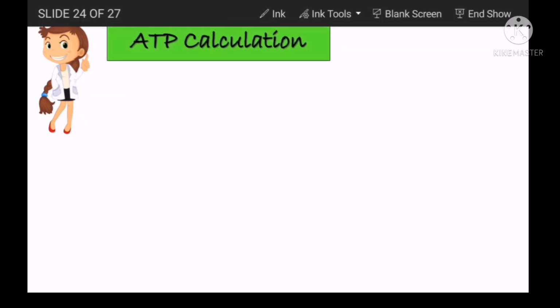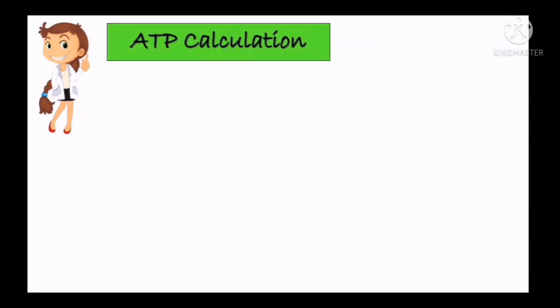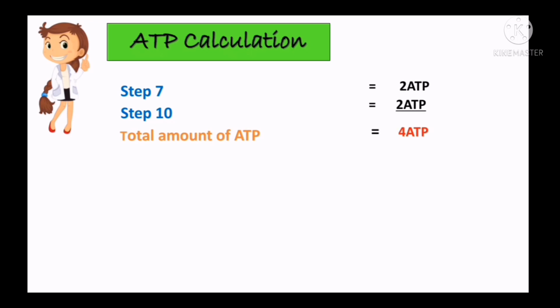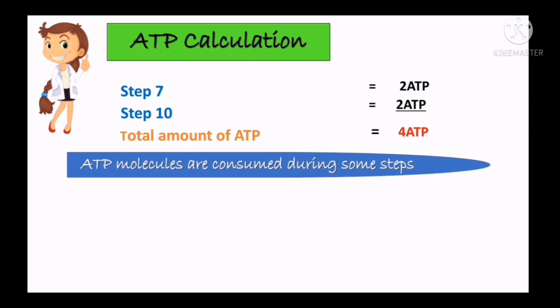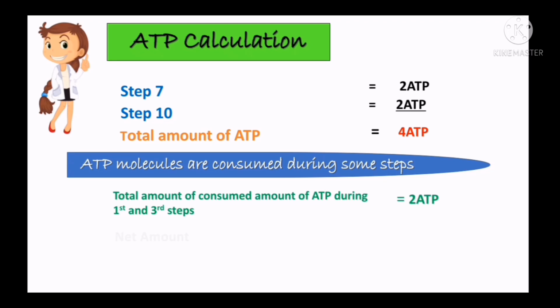Finally, you have to know the net amount of ATP gained at the end of this glycolysis pathway. So let's calculate. 2 ATP molecules are produced at the end of the 7th step, and another 2 ATP molecules are produced at the end of the 10th step. So in total 4 ATP molecules are produced at the end of this glycolysis pathway. But you should remember there were energy consuming steps as well. 2 ATP were consumed during the 1st and 3rd steps. Therefore, the net amount of ATP can be calculated as 2 ATPs.